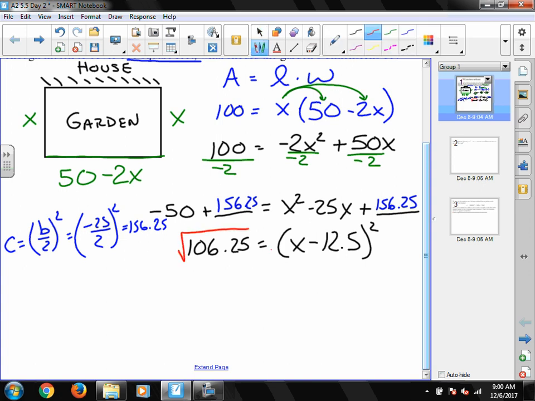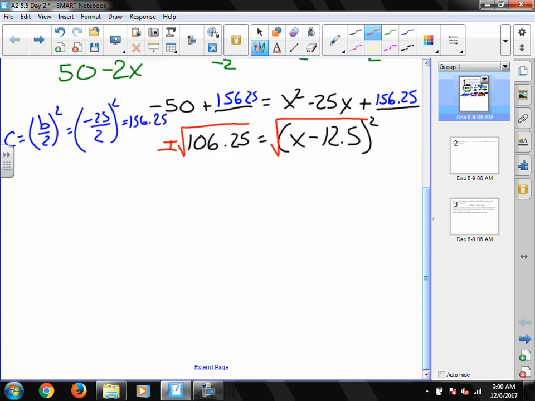Now we're in our square root stage. Square root both of those. Got to put a plus or minus in front of the 106.25. So we end up with, and I'm going to flip this around just because it's more comfortable for us, x minus 12 and a half is equal to the square root of 106.25. This is going to be plus or minus 10.3.